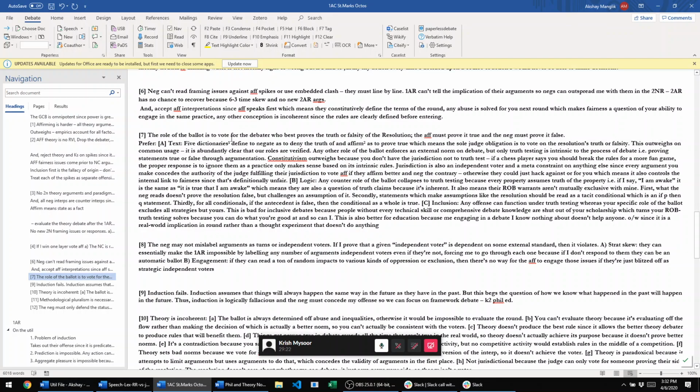Here is roll of the ballot just to point out what's the same. Text, there's a constitutivism argument here like before. Logic, this is the collapse argument we went over before. Oh, there's another trick here.